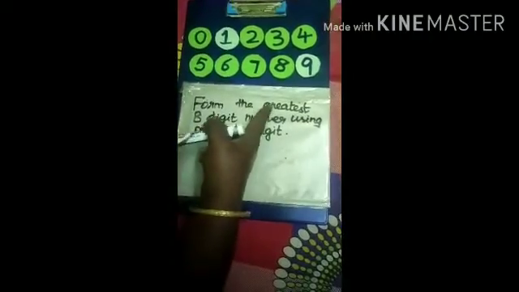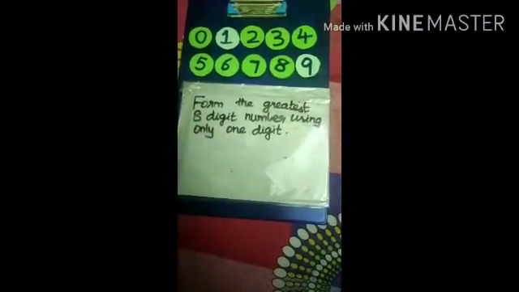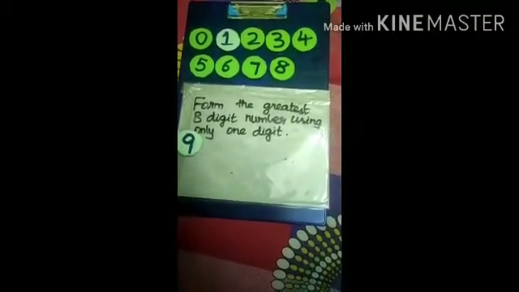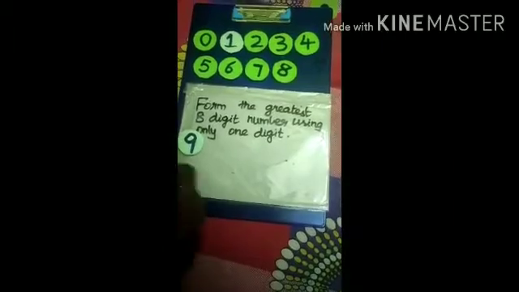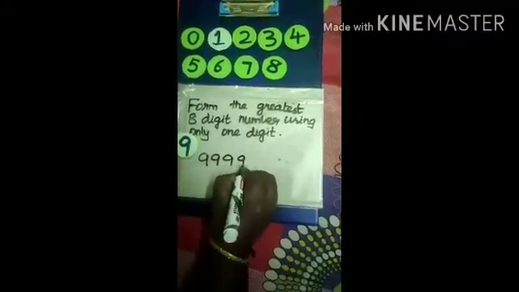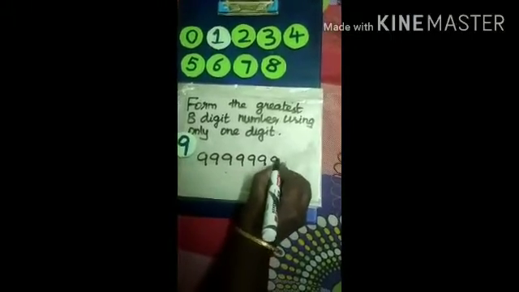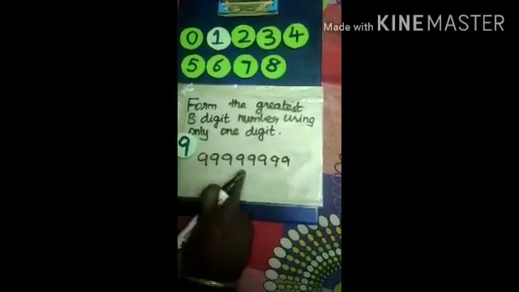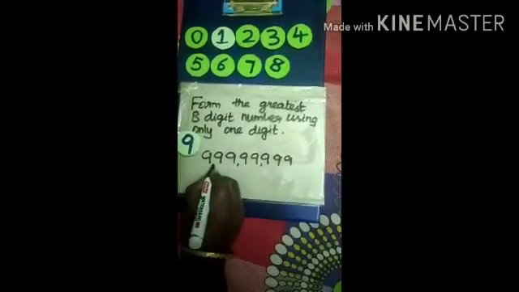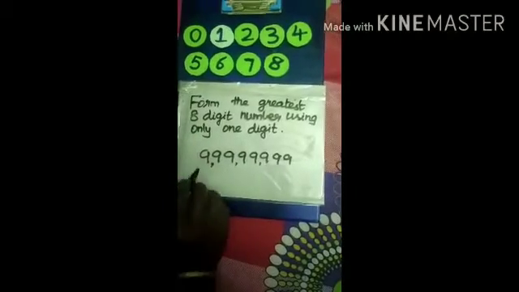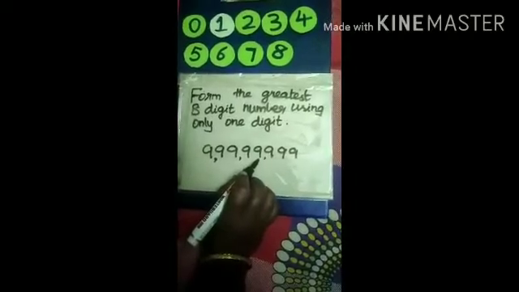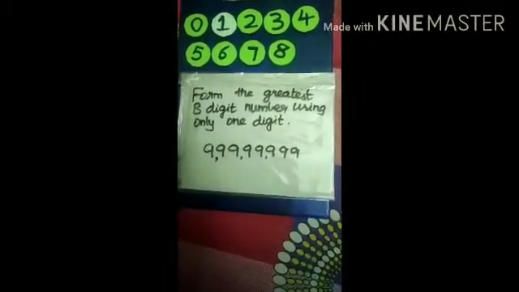Since we want the greatest number, which number do I have to take? I have to take 9 because 9 is the greatest. But I want an 8-digit number. So what I am going to do is write 9 eight times. Now you got the greatest 8-digit number. Now place the commas. Now let us read the number. 9 crores 99 lakhs 99,999.